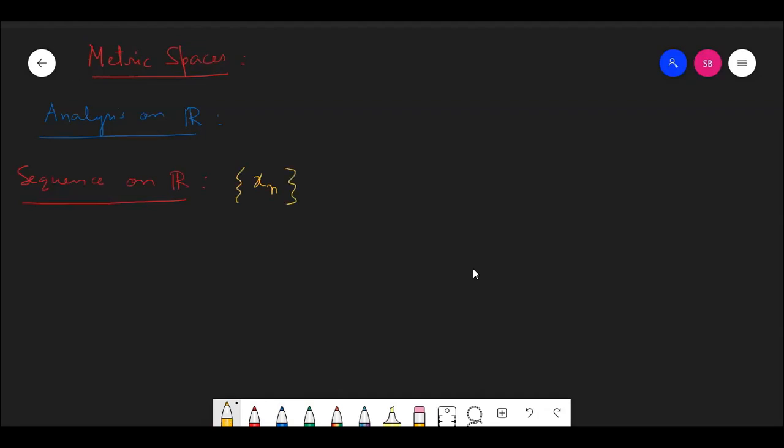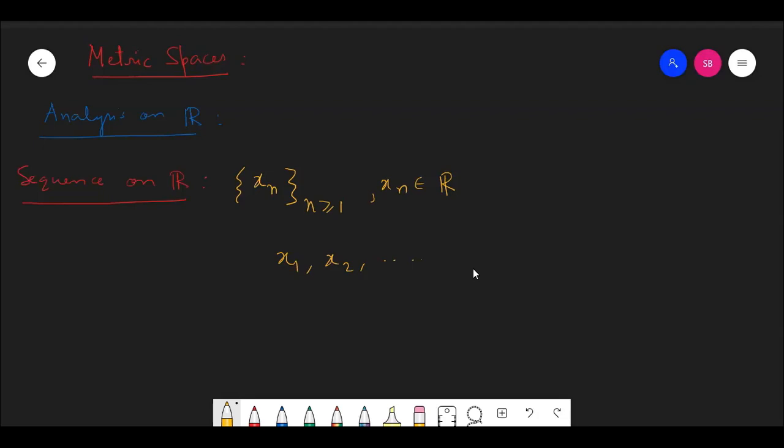So that is xn, where xn is in our real numbers. So these are sequences like x1, x2. You can start with n greater than or equal to 0 also, then the sequence will start with x0. That doesn't matter actually. So this is a sequence on R.